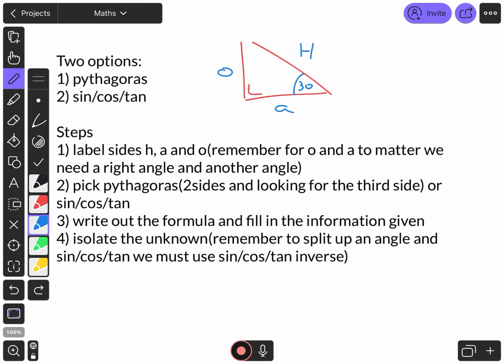The third thing then is you need to write out which formula you've picked. You need to write your Pythagoras' theorem. Your Pythagoras' theorem then is H squared equals A squared plus O squared. Or you need to write out your sine, cos and tan, and you can do that using SOHCAHTOA.